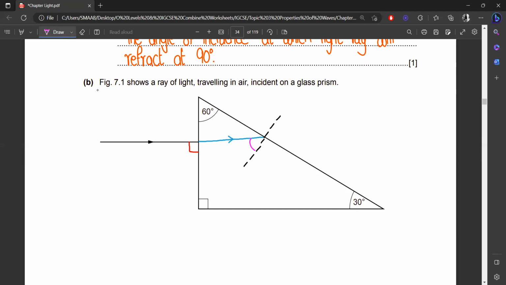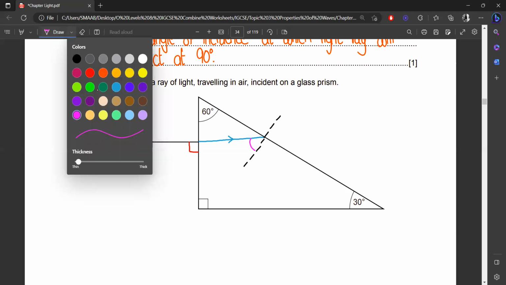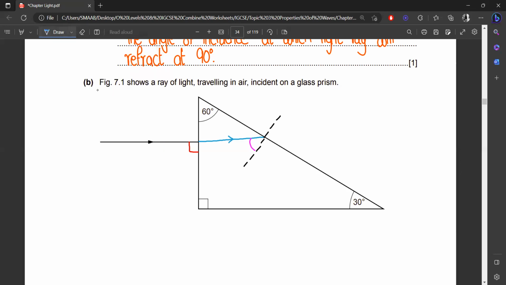Yes. And what will be the angle over here if you want to calculate the angle? If you measure with the help of a protractor over here, you will find that this angle is greater than 42. Yes. So this angle is greater than 42. So it means that light will completely reflect internally with the same angle.